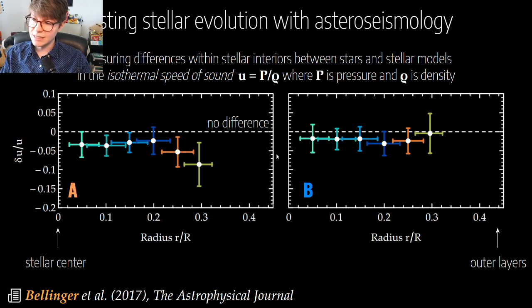So we did that for 16 Cyg A and B, and here would be the line of no difference. So this is the relative difference in sound speed inside of the star, where this is the center of the star, and this is towards the outer layers. These are the differences in sound speed in this part of the star. And you can see that there's some tension between the internal structure of this star that's predicted by stellar evolution theory and the actual structure of this star. In the case of 16 Cyg B, the agreement is much better.